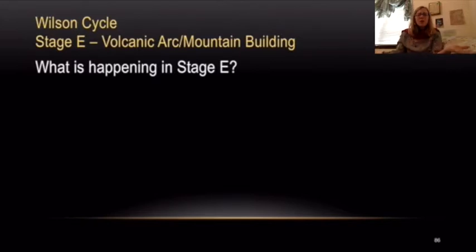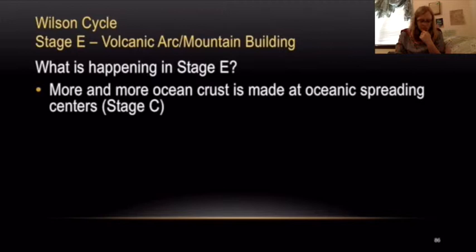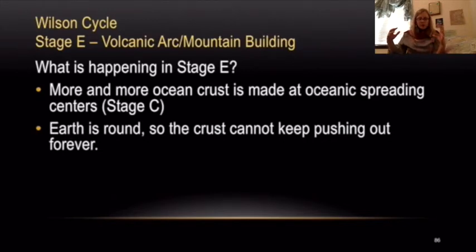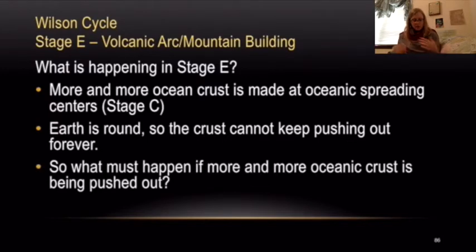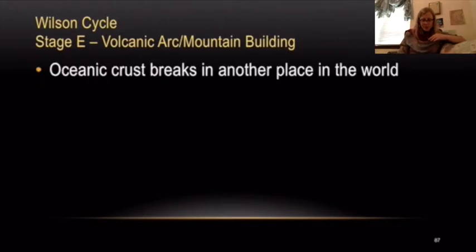So what is this? We're going to talk through it one time. Happening in stage E, we've got more and more ocean crust being created at the spreading center. The Earth is round, so we can't just keep making more ocean crust forever. It's got to go somewhere. So we've got more and more ocean crust being pushed out. What has to happen? At some point, somewhere else on the globe, the ocean crust has to break and give way.